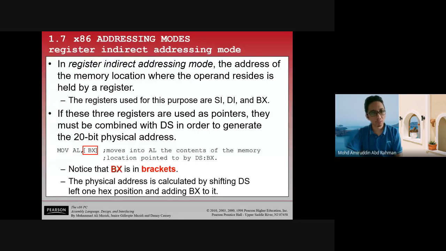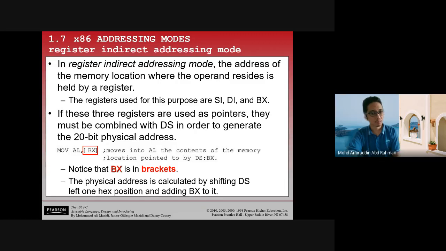So compared to previously, we have direct addressing mode. In register indirect, we have the bracket, and in that bracket we have the name of the register, instead of the value before. So that is called the register indirect addressing mode. If these two registers are used as pointers, they must be combined with DS in order to generate the 20-bit physical address.